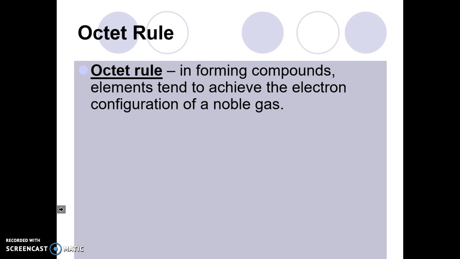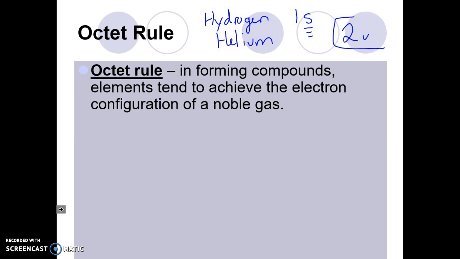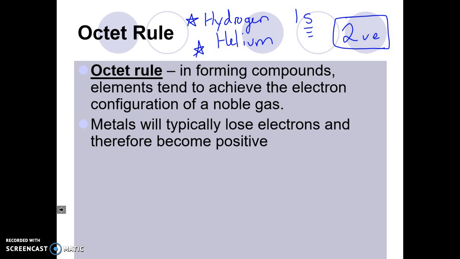If you look at the first row of the periodic table, hydrogen and helium are in the first row, the first energy level, and there is no p block. So all they have to work with is the s, which is only capable of hosting 2 valence electrons. So these two are exceptions, and we'll learn about those later. But for now, we just want you to know that the octet rule is what governs most atoms.